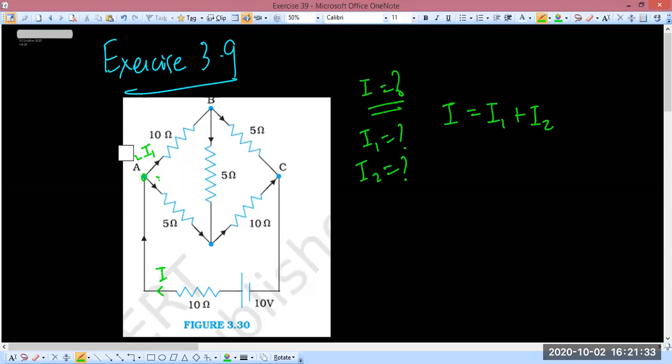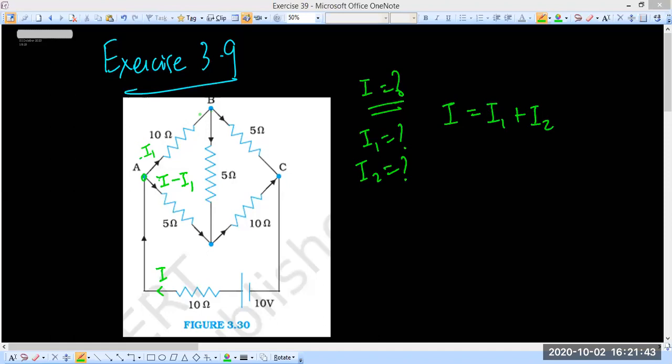Okay, so let's say this is going to be I minus I1 by using Kirchhoff rule, the first rule. Now that current I1 goes here. Here again I comes. I hope you realize why.